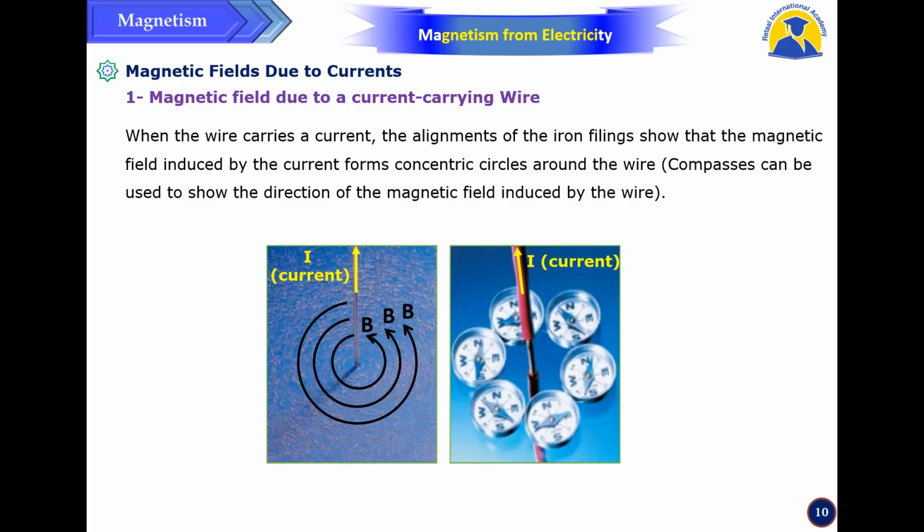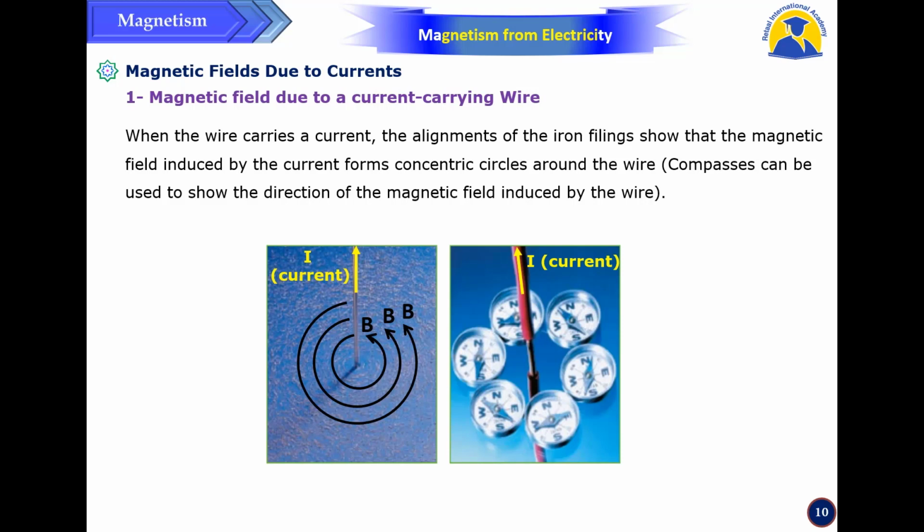After we finish the forces acting on a particle moving in magnetic fields or on a current carrying wire, now we will deal with the magnetic fields due to currents. First case is the magnetic field due to a current carrying wire. When the wire carries a current, the alignments of the iron filings show that the magnetic field induced by the current forms concentric circles around the wire.